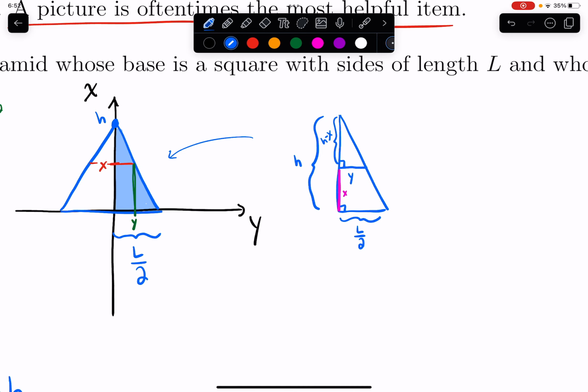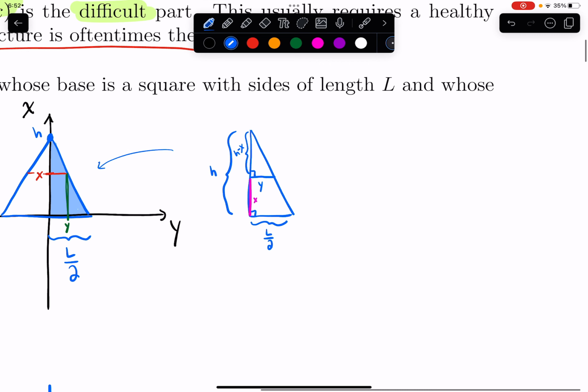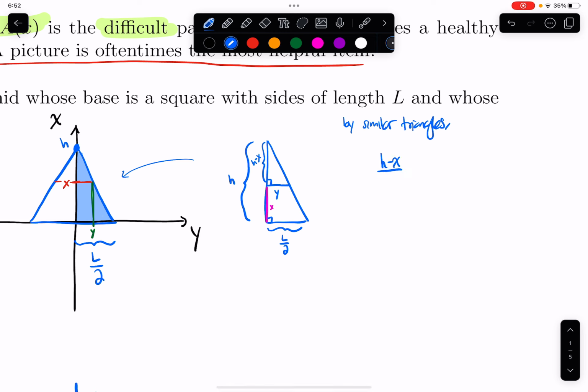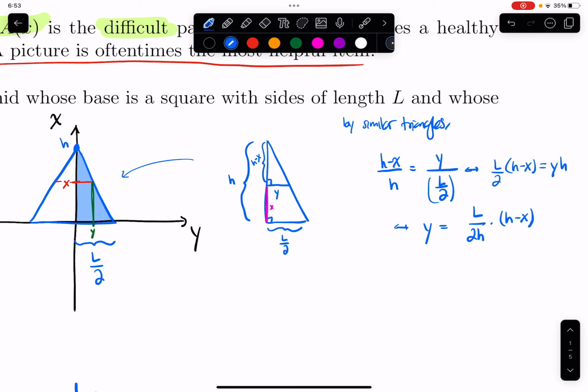Since both of these are right triangles and one is nested inside the other, these are similar triangles. So by similar triangles, the short height, h minus x, is to the total height as the short width is to the large width. If I cross multiply, I get L over 2 times h minus x is equal to yh. Then I solve for y. y is given as L over 2h times h minus x. If I distribute that, y is equal to L over 2 minus Lx over 2h.